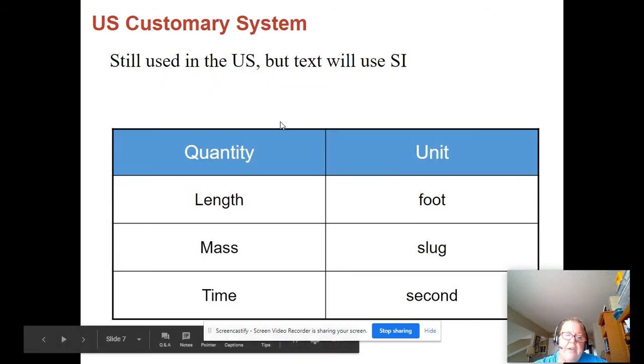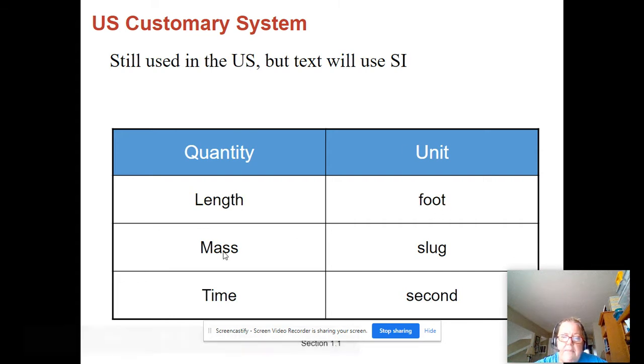And then here are some customary units, or the English system. Again, for length, we usually use foot. For mass, we use slug, and I know you probably have not heard of a slug, but for mass in the English system, a slug is about 32 pounds, if that kind of helps. Also, with customary units, we use weight a lot instead of mass. So just kind of a side note with that.